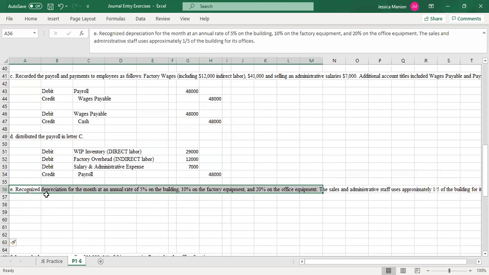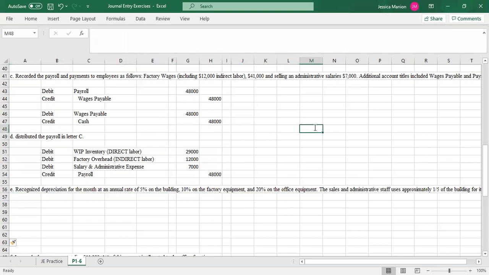So recognize depreciation for the month. Again, we're only calculating depreciation for 1 month at an annual rate of 5% on the building, 10% on the factory, 20% on the office equipment. So let's get these set up real quick. So building, we'll say F equipment, so that's factory equipment. And then O equipment, so that's office equipment.